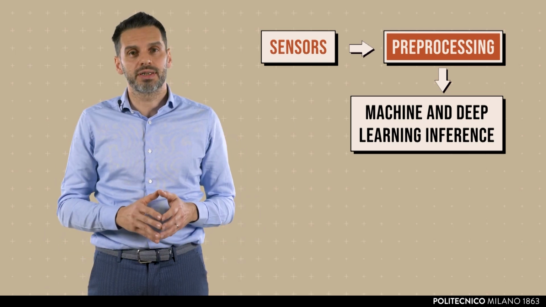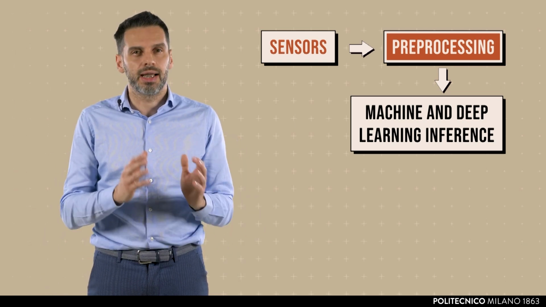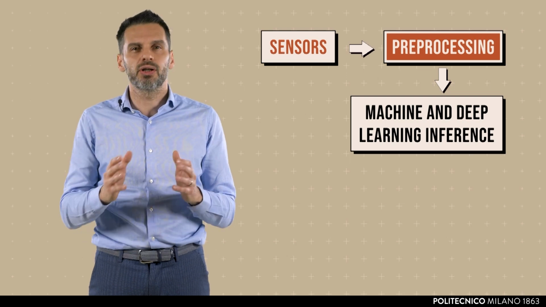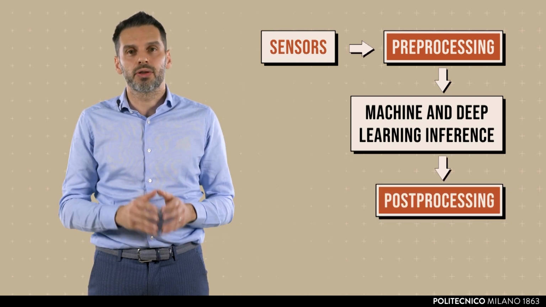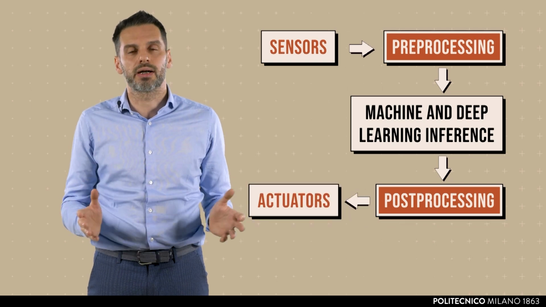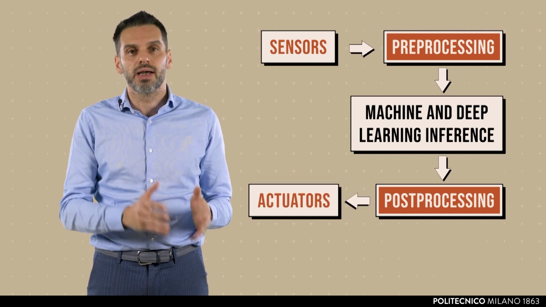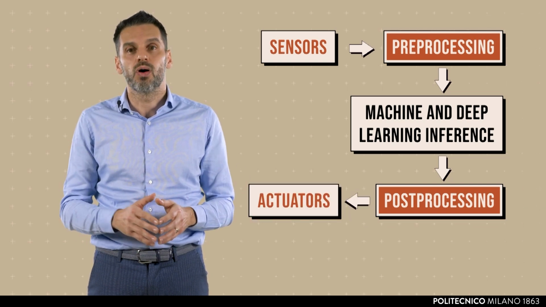The machine and deep learning inference aims at applying the trained model on the acquired and preprocessed data. The output of this step, for example, a prediction, a classification, or the detection of an anomaly in the data stream, is then post-processed to make decisions about how to react, such as opening the door, sending a message to the user, or raising an alarm.